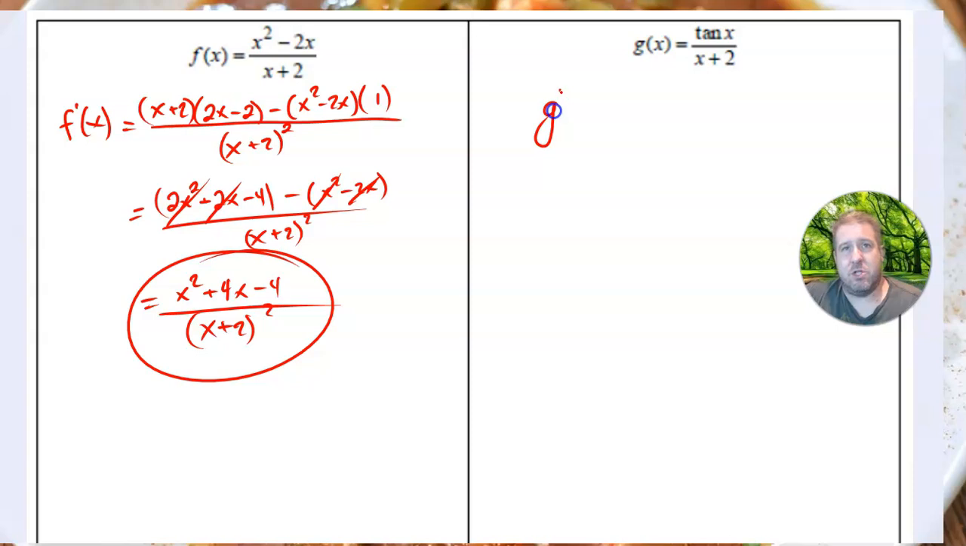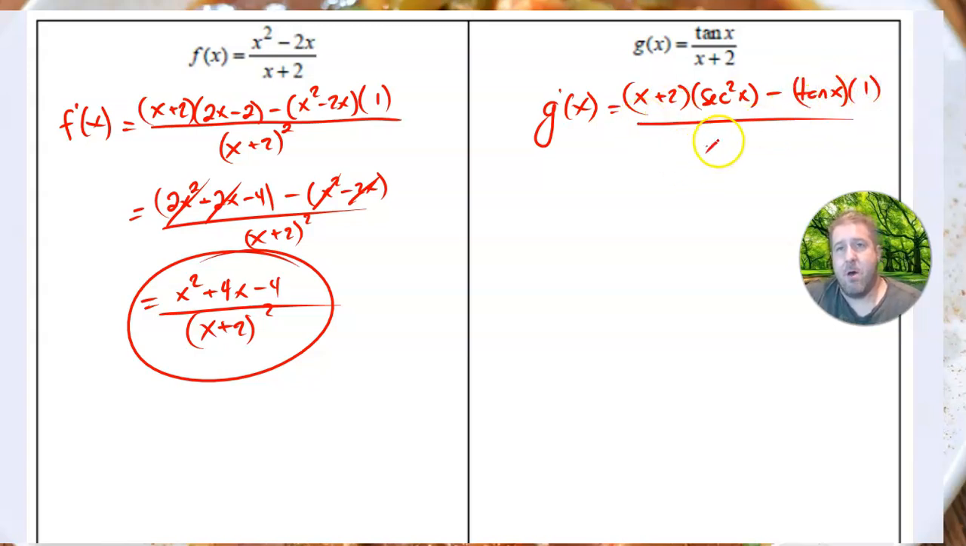I'll do one more. So g prime of x. So it's low d high. The derivative of tangent is secant squared x. You should know this by now. Minus tangent of x times the derivative of the bottom, which is just 1, over x plus 2 squared. All right, so this times this.